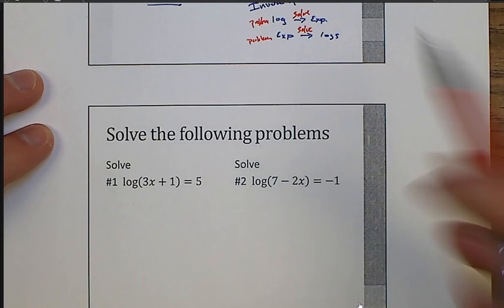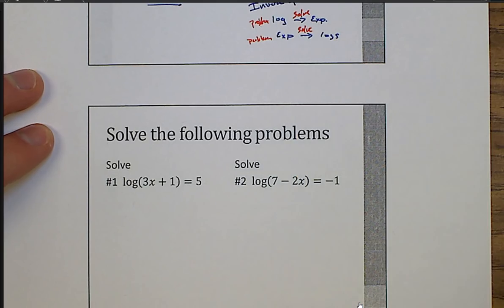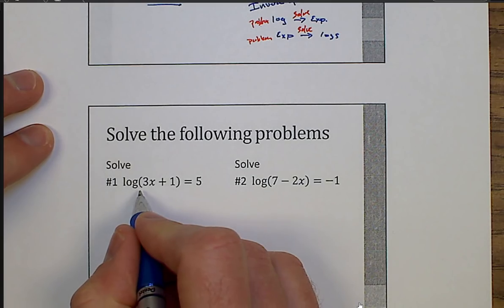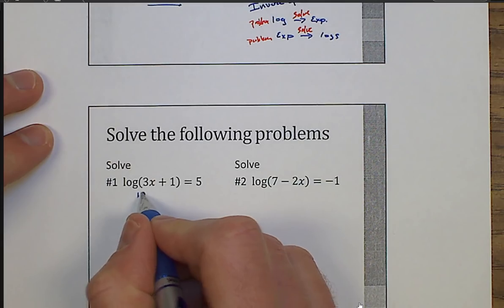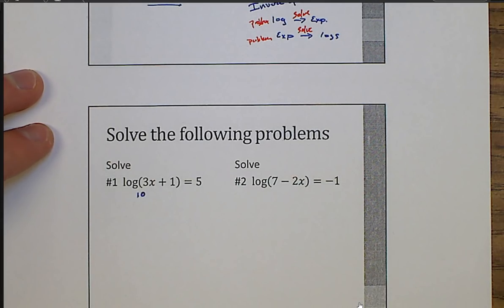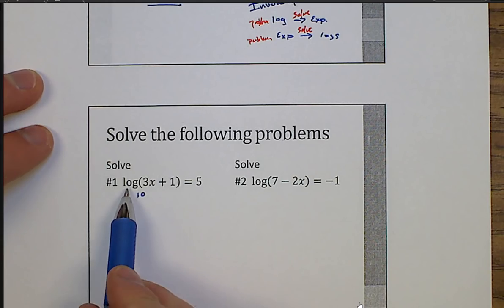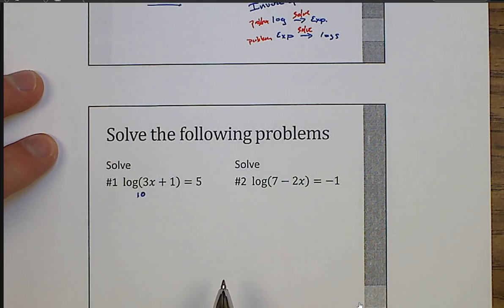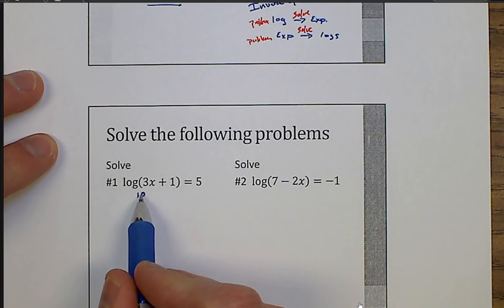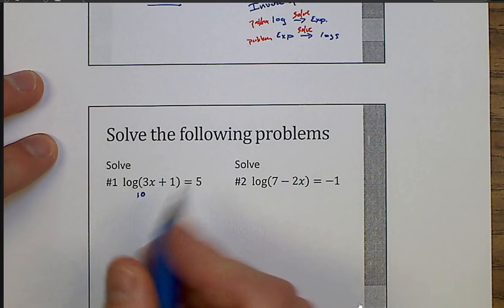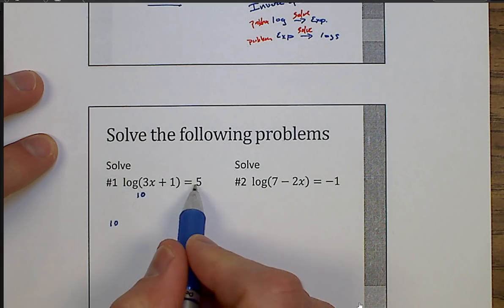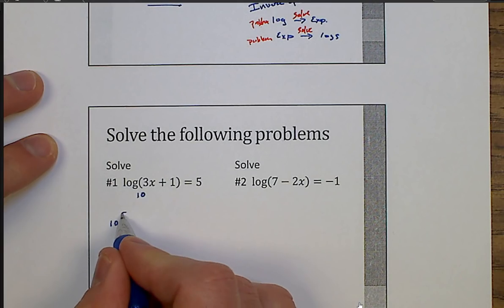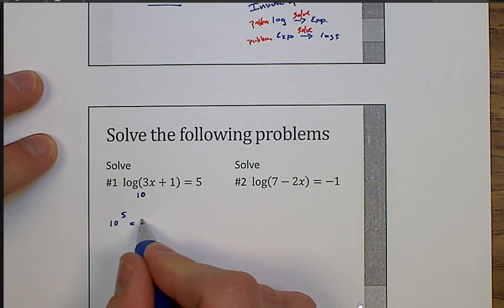If you take a look at number 1, you'll notice there's no base in the log. What does that mean? That means it's a common log which has always a base of 10. And so as soon as you know that, you want to convert this logarithmic equation into exponential form. What power on 10 equals 3x plus 1? We know that logarithms equal exponents, so what power on 10? It's 10 to the 5th equals 3x plus 1.